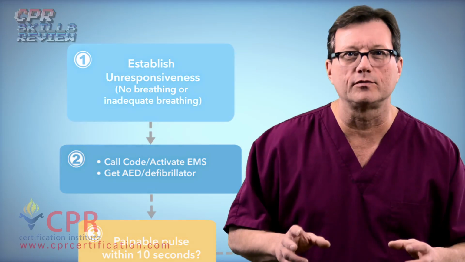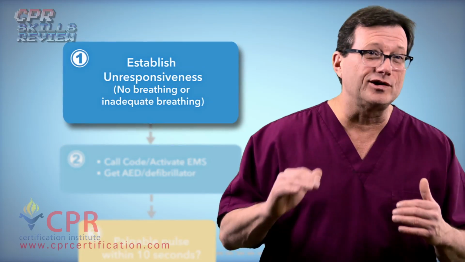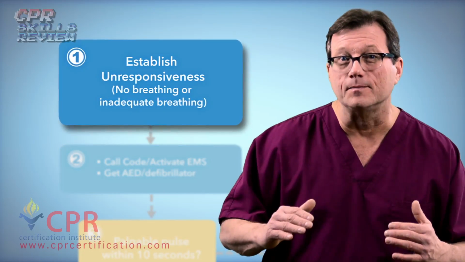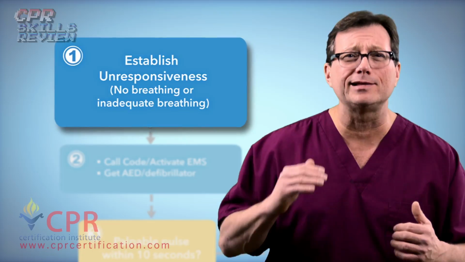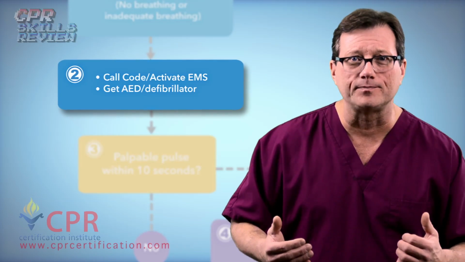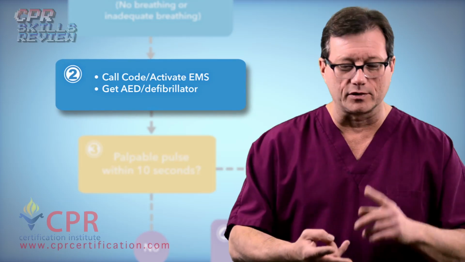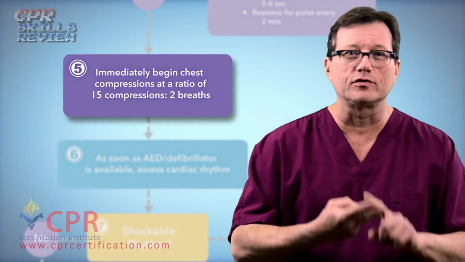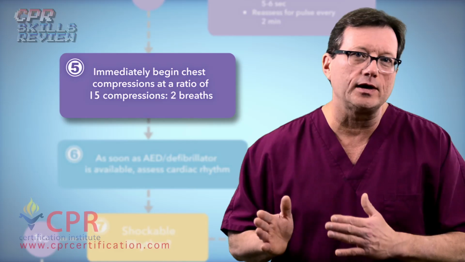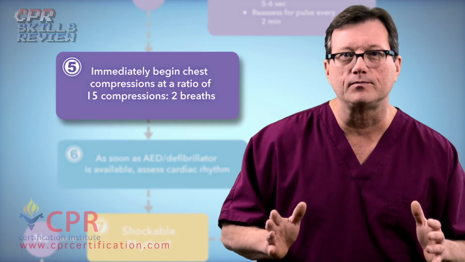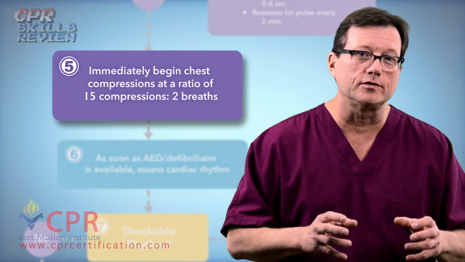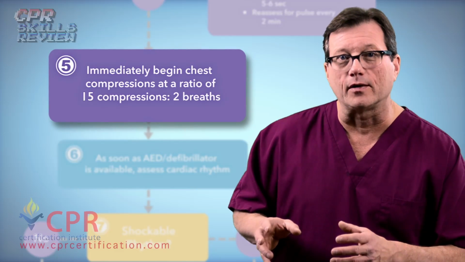First, establish unresponsiveness. Next, look for breathing for about 5 seconds. If this child is not breathing, immediately call a code, get some help coming. Now, in healthcare provider, two rescuer BLS for the child, our compression to ventilation ratio is 15 to 2. You're going to provide 15 compressions, then provide 2 ventilations of air.